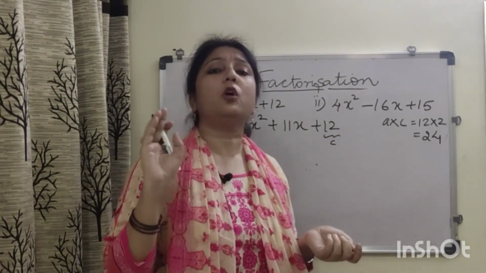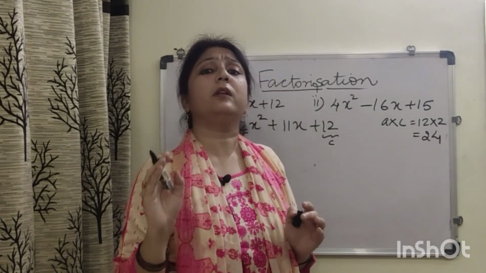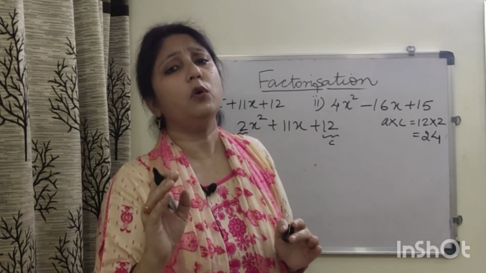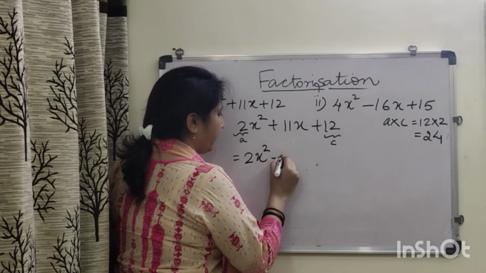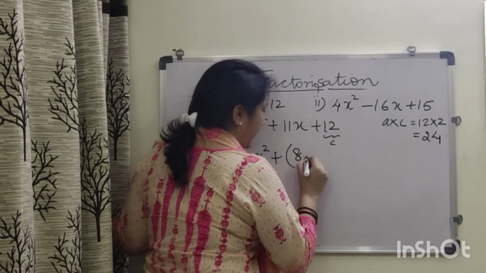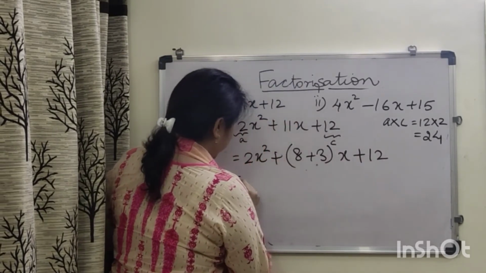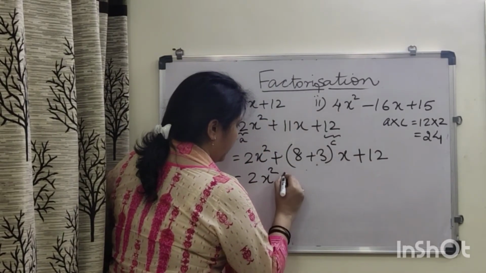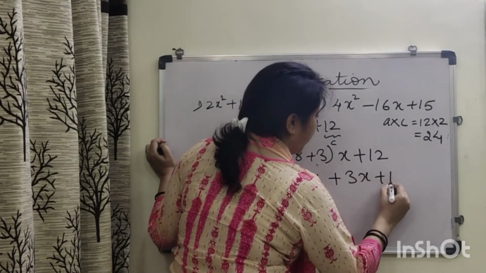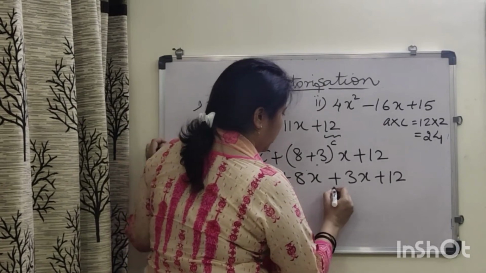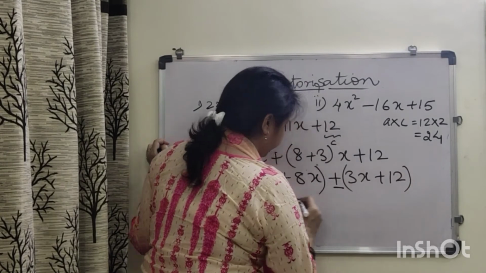That means we will not take 12 minus 2, we will take rather 8 and 3, that is 8 plus 3, which gives you 11. So it is 2x square plus 8 plus 3 times x plus 12. It is 2x square plus 8x plus 3x plus 12. Again you can see that both the signs are positive, so we put them in bracket as it is.